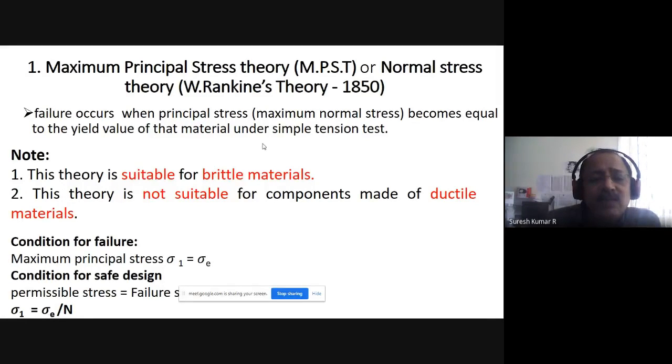And if the material is failing because of sigma 1, then I should keep it safe there. So for safety, I will divide the yield point stress by a factor of safety. If sigma 1 is allowed to reach sigma E, the material will undergo failure. If sigma 1 is restricted to sigma E by n, then the material will remain safe. This theory is called the principal stress theory.